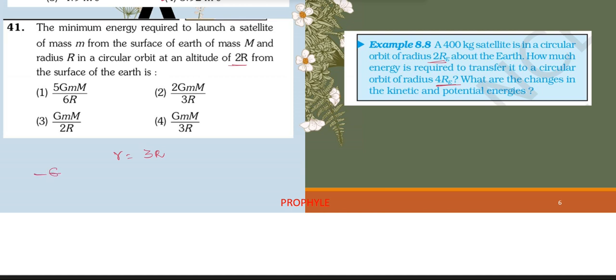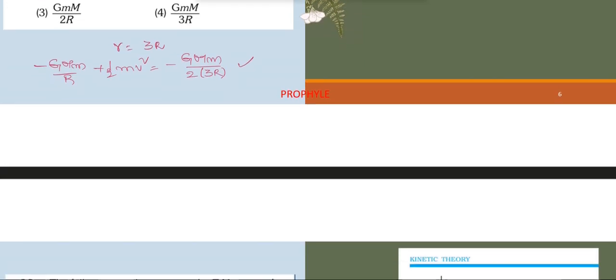So from the surface of the earth, it will have potential energy minus GMm by R plus kinetic energy half mv square, which is equal to minus GMm by total energy, which will be 2 times the radius of that orbit, 3R. So if you solve this, you will get 5GMm by 6R. So this is also, if you know, just refer to this example that is there in NCERT. If you know that example, you can solve this question.